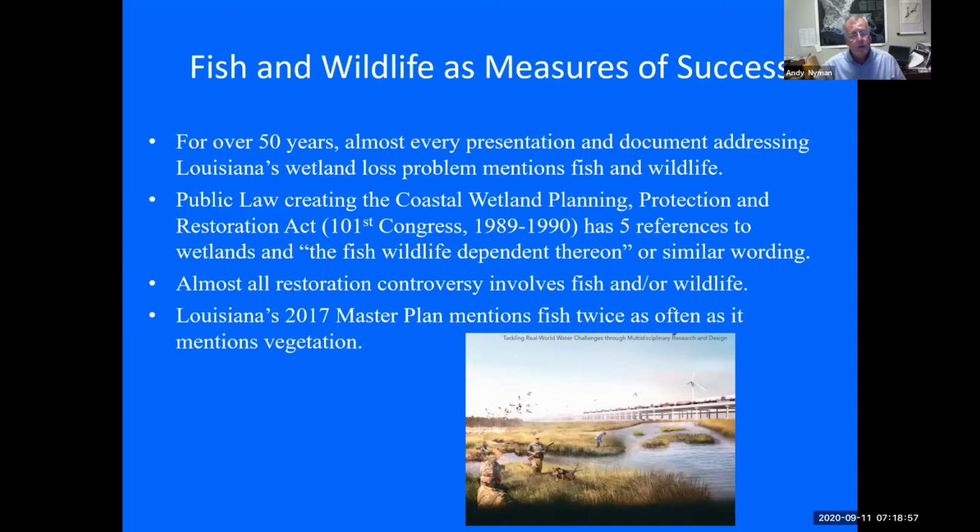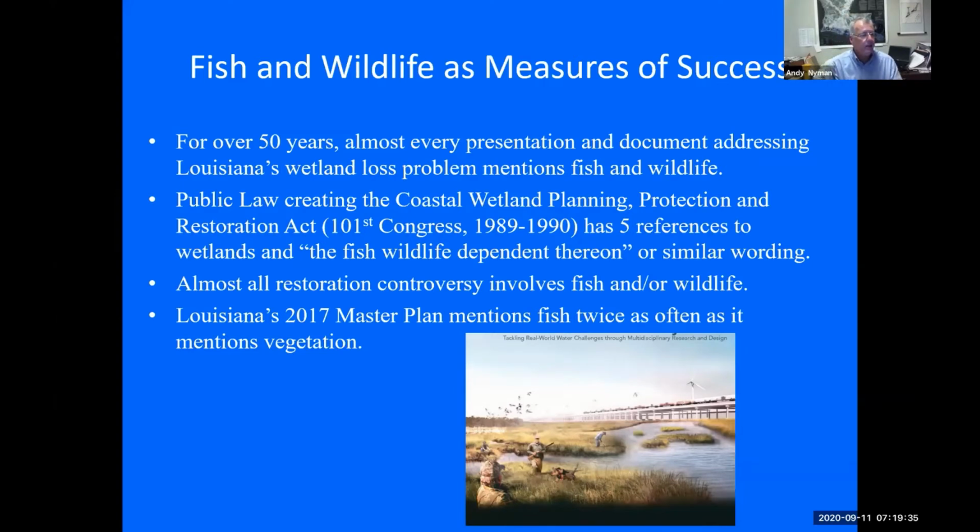And that's just not a part of any restoration program that I know of. Even though for 50 years in Louisiana, every presentation and document talking about our coastal wetland loss problem mentions fish and wildlife. The law that created the CIAP program has 5 references to wetlands and the fish and wildlife dependent thereupon, or something similar to that. Almost all our restoration controversies involve fish and wildlife. It's oysters or alligators, oysters.